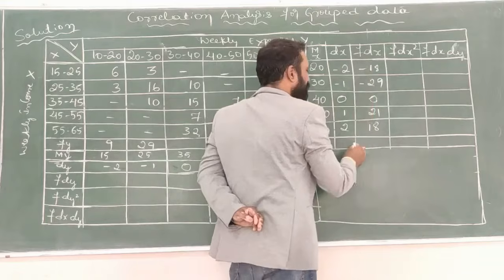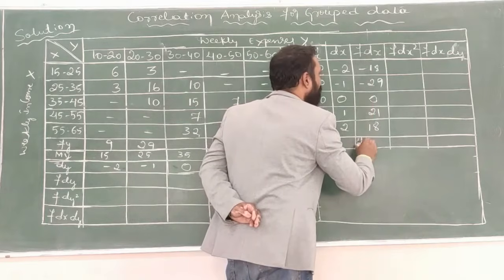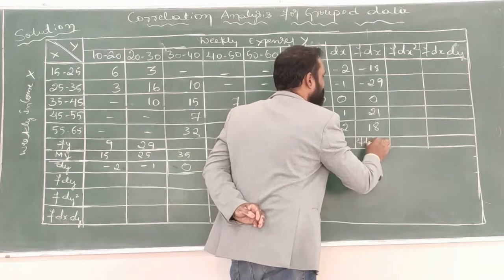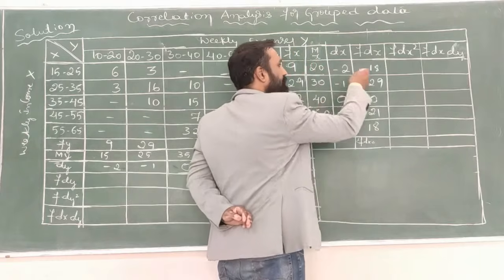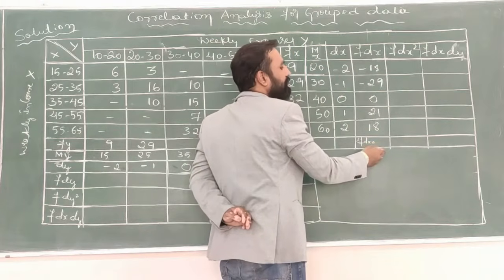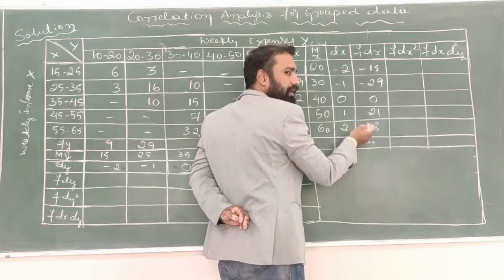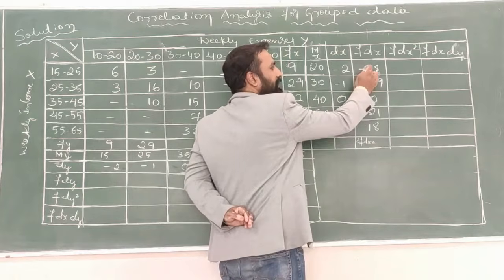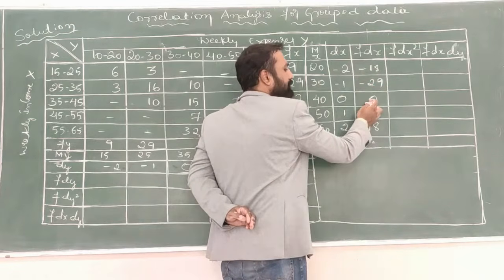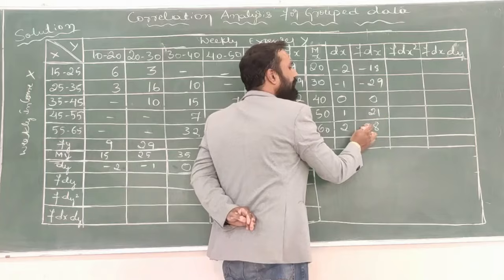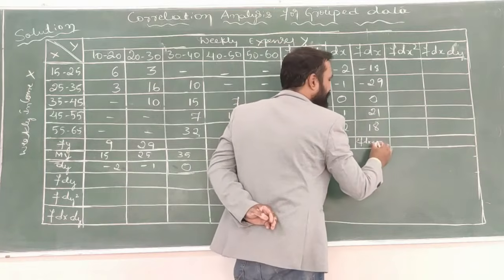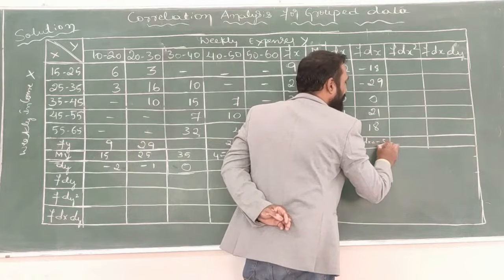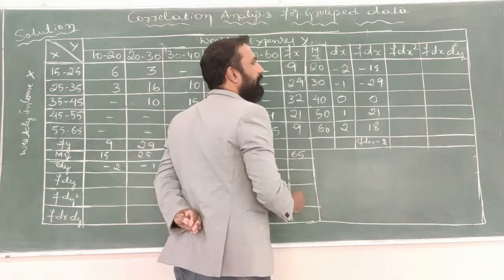So here we have to find the summation of f dx. Sum of all the values of f dx, so -18 plus -29 plus 0 plus 21 plus 18, the value is -8. The value is -8.